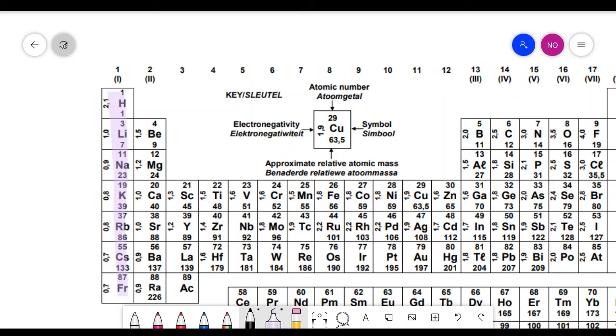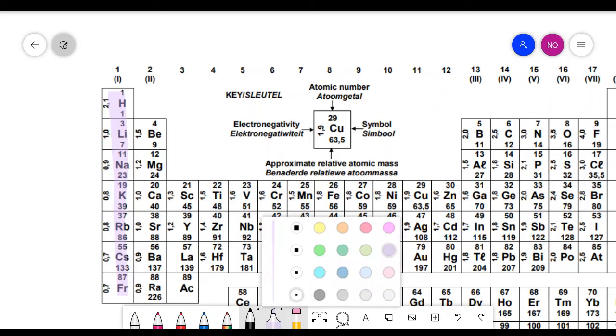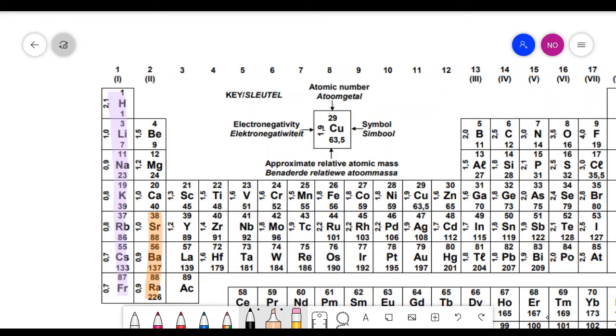So all of those that are highlighted purple all have one valence electron. All of these have two valence electrons.